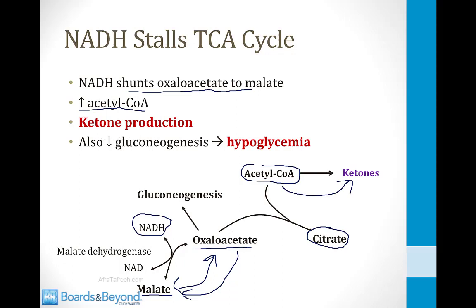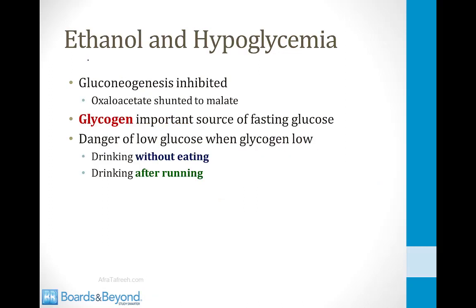In addition, recall that oxaloacetate is the first step in synthesis of glucose via gluconeogenesis. Oxaloacetate is formed, and then those molecules are diverted into glucose molecules. But because oxaloacetate is being shunted to malate, there is less oxaloacetate available. Therefore, you have less gluconeogenesis, and this is one of the mechanisms by which patients who consume too much alcohol can develop hypoglycemia.